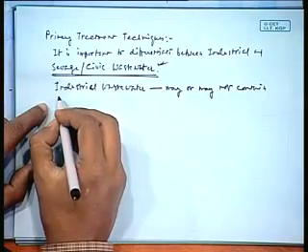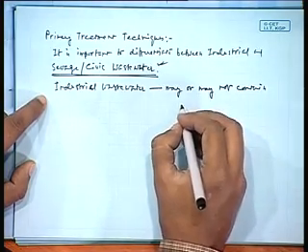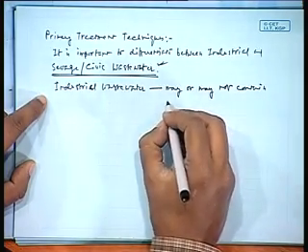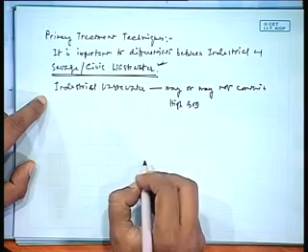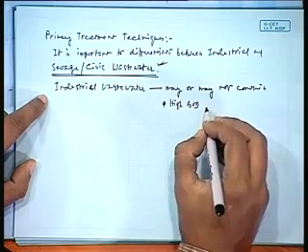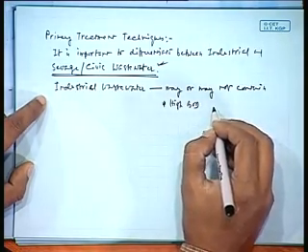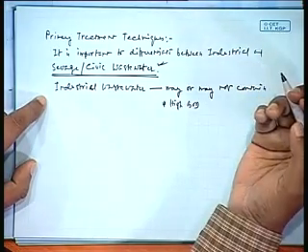So what we find is that industrial wastewater may or may not contain high BOD. It's not necessarily so. Some industries, like the sugar cane industry, may have high BOD, but not all. Something like a chemical process, like mineral processing, the waste will not have high BOD.